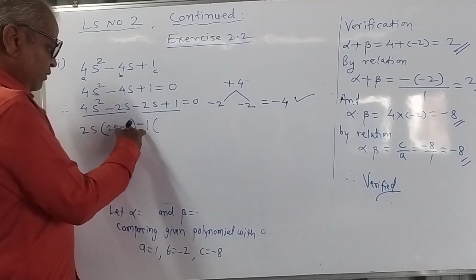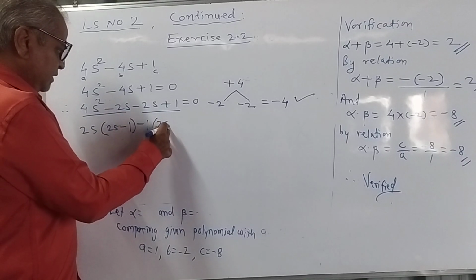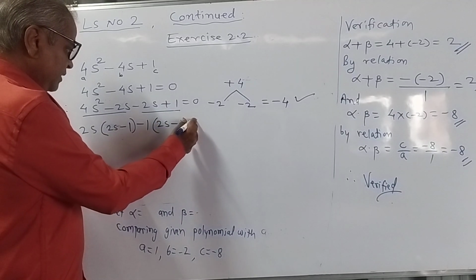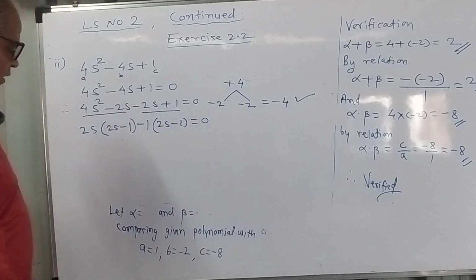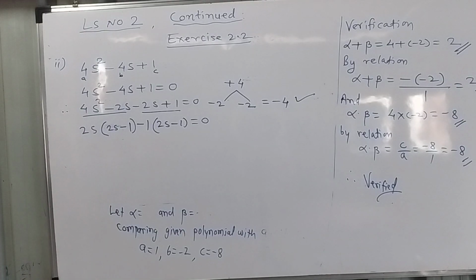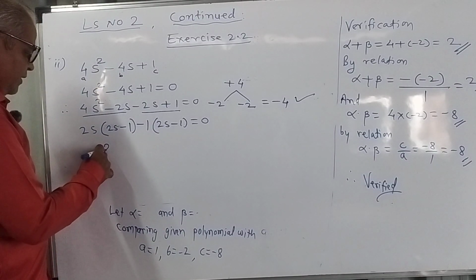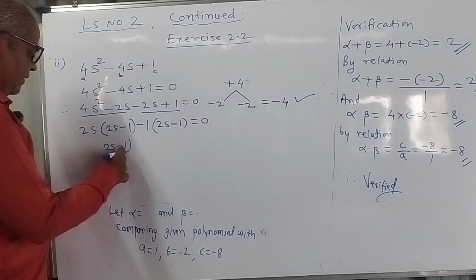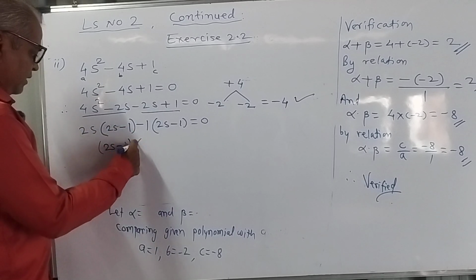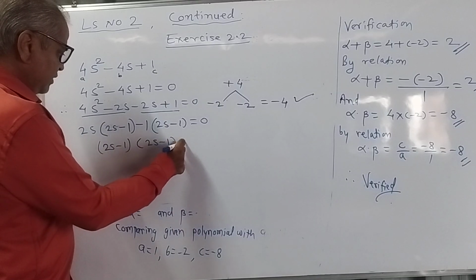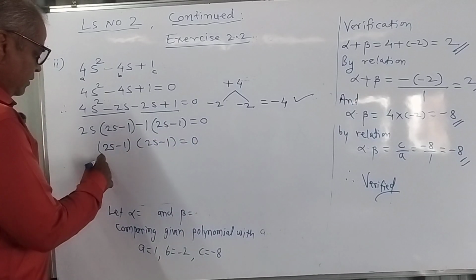In the bracket, negative divided by negative will be positive 2s, and plus 1 divided by minus 1 is minus 1, is equal to 0. Now look at the two brackets. Two brackets are same. So we are correct. So we can take 2s minus 1 again common. 2s minus 1, and this 2s and minus 1 into another bracket. 2s minus 1 is equal to 0.